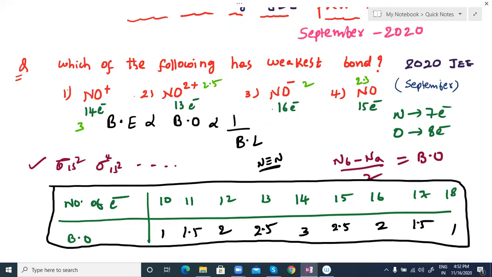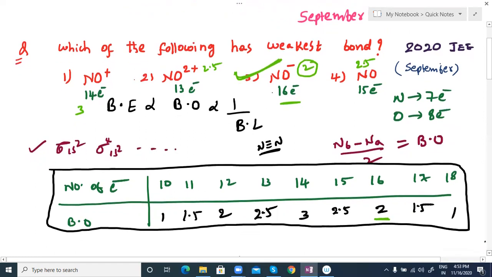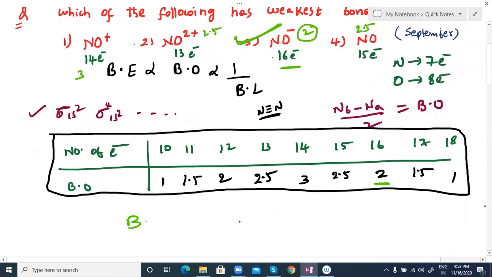Next step, which is the weak bond? Which one has the lowest bond order? You can find out here. NO minus, what is the bond order? 2. So this is the lowest bond order, so this is the weakest bond. Because with 16 electrons, you can check here, the bond order is 2. Got it? So you understood from this table, it is very easy to find out. Bond order is directly proportional to bond energy or bond strength. Got it? Next one.